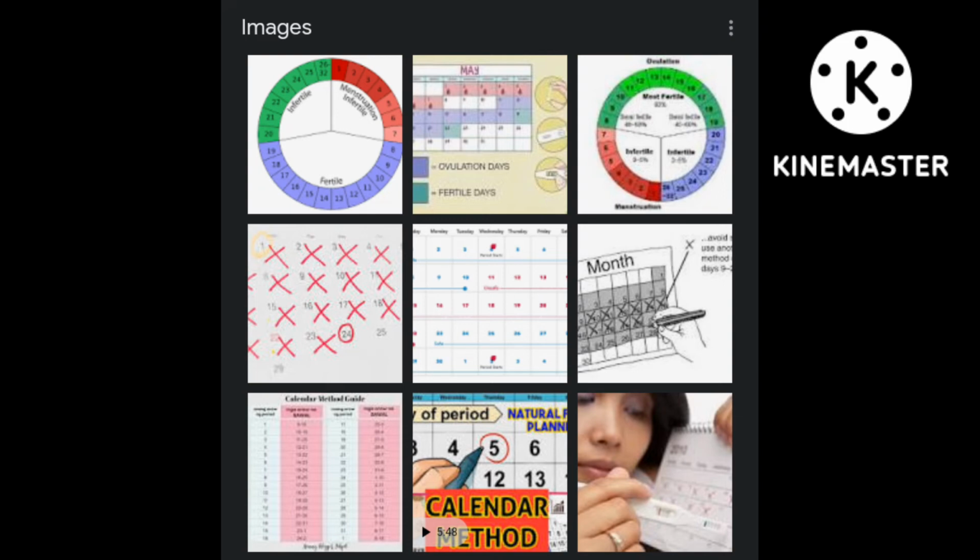How to use: record the length of 6 to 12 of your menstrual cycles. Determine the length of your shortest menstrual cycle. Determine the length of your longest menstrual cycle. Plan sex carefully during fertile days. Update your calculation every month.